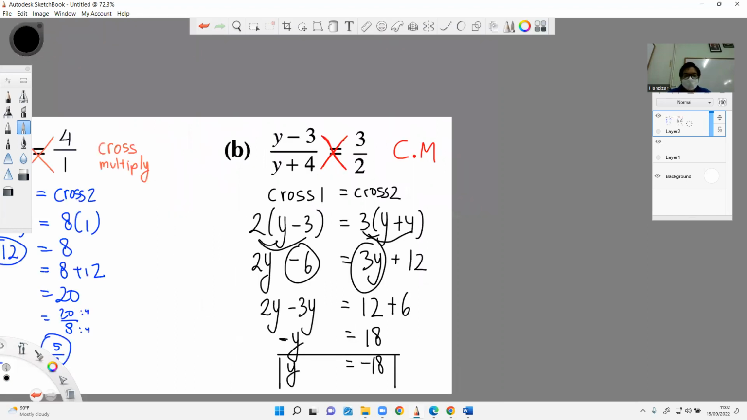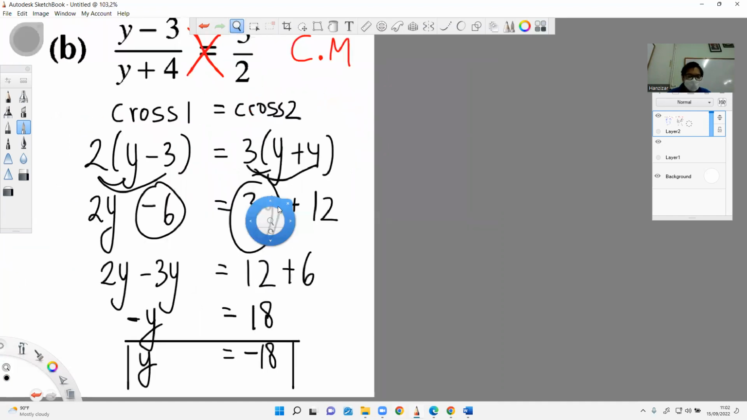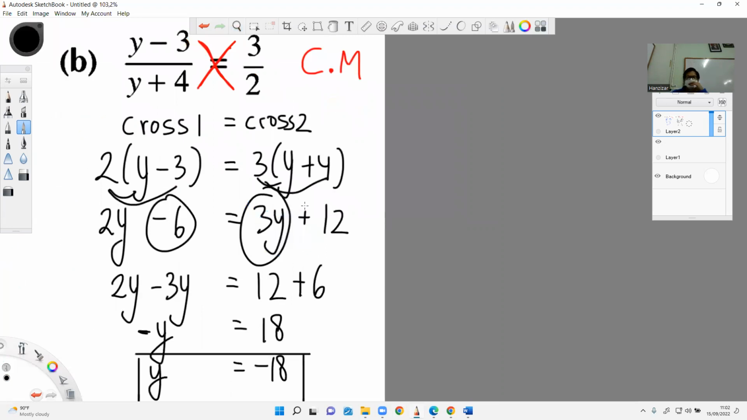Okay, Kevin asked which is the first cross. Anything is okay. Yeah. You can do y plus 3, y plus 4. Yeah, the right side is okay. 2 first. 2 y minus. Right and left are okay. Yeah, both are okay.